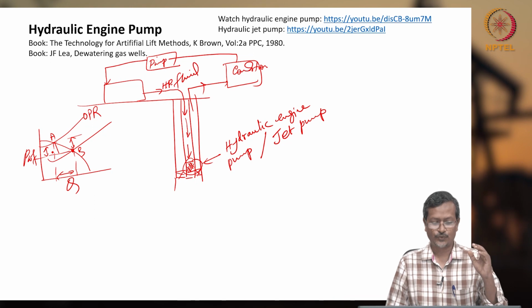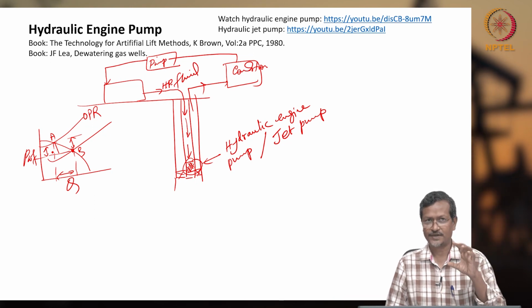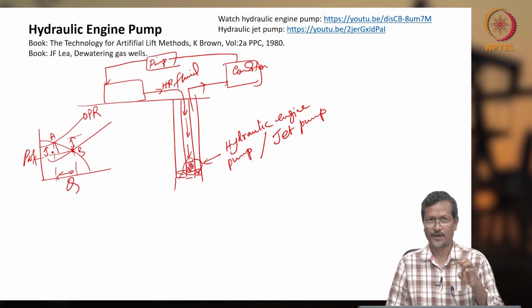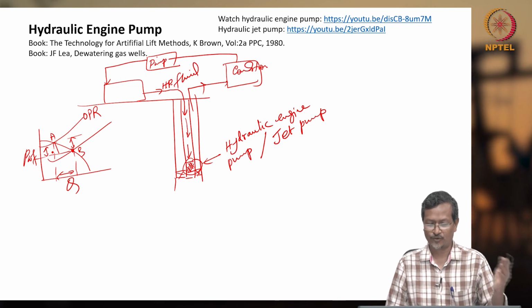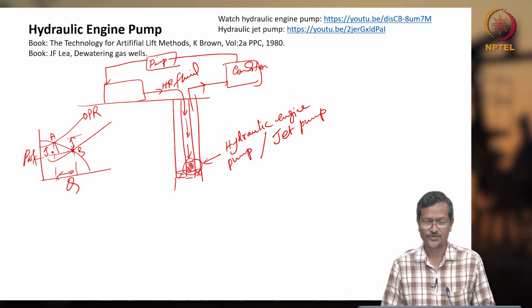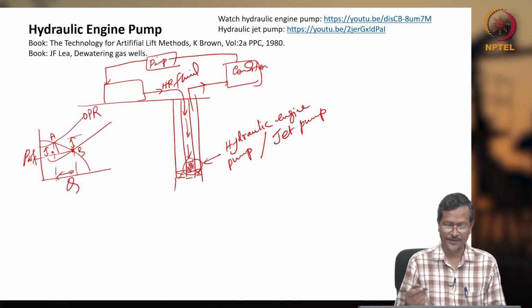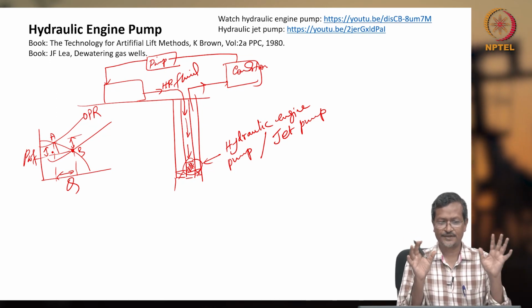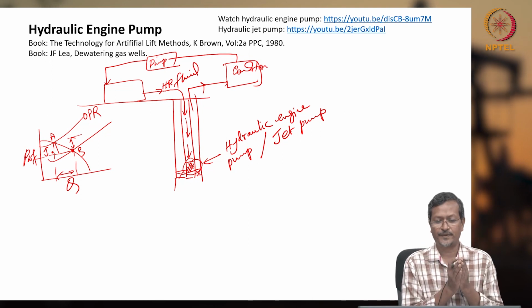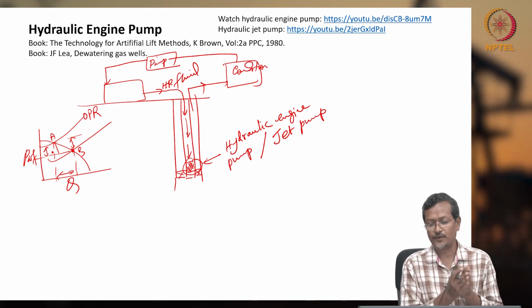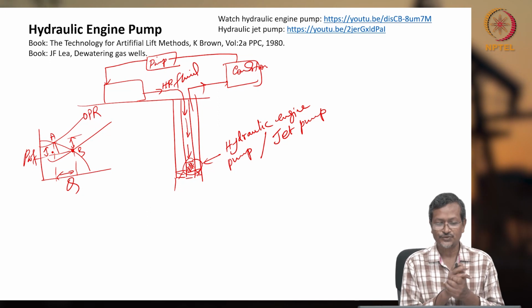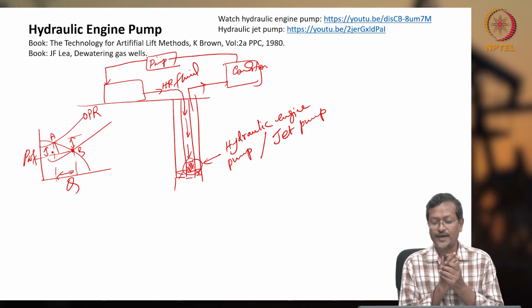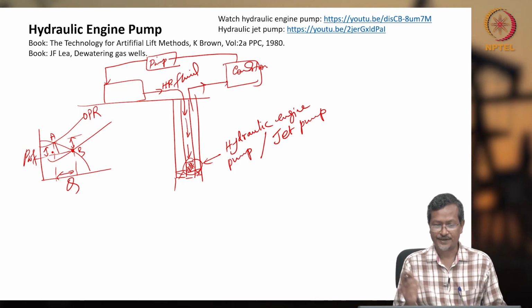To get this more flow rate, you have to select a proper artificial lift. Proper artificial lift means there are several criteria, which I already discussed. Later, in the last lecture, I will discuss it again further. Say you finally decided that you are going for hydraulic pumping. For hydraulic pumping, we have two options: one is the hydraulic engine pump and the other is the hydraulic jet pump. In this lecture I will discuss the hydraulic engine pump. The jet pump we will discuss later.